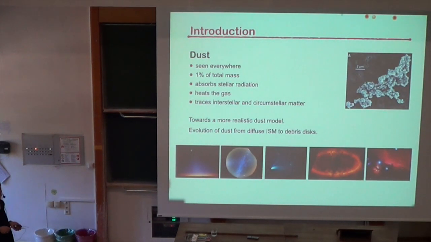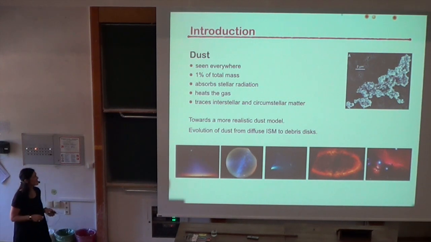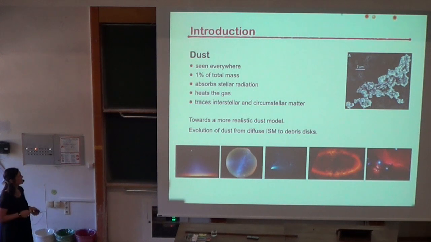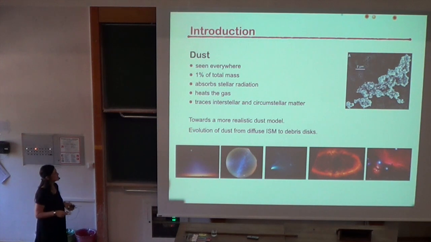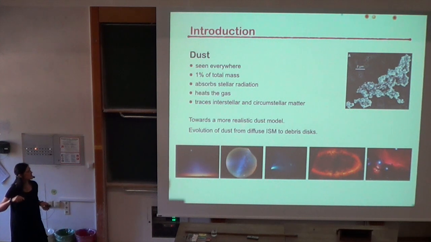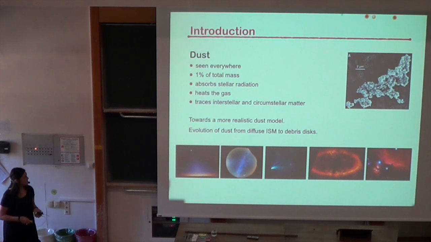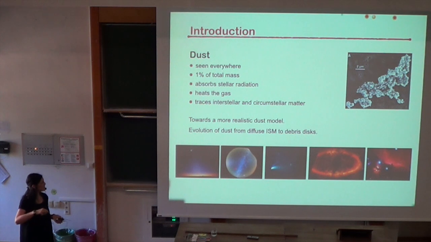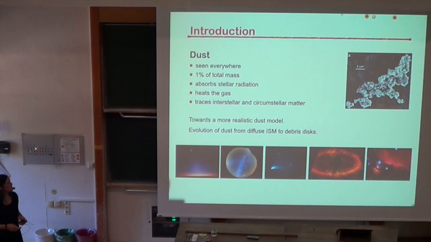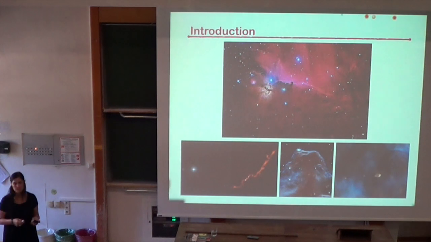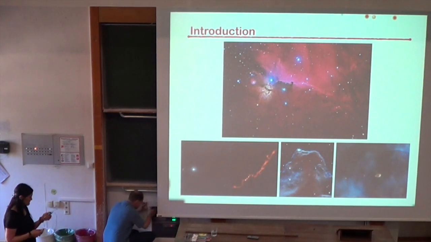So, a very quick introduction. Dust is seen everywhere. Nearly 1% of the total mass is in dust. It absorbs the stellar radiation, it heats the gas, and it traces lines like the interstellar interaction. My work in general is towards a more realistic dust model, and I look at the evolution of dust from the diffuse interstellar medium to dead disks. These are some pictures where you can see dust in various environments.